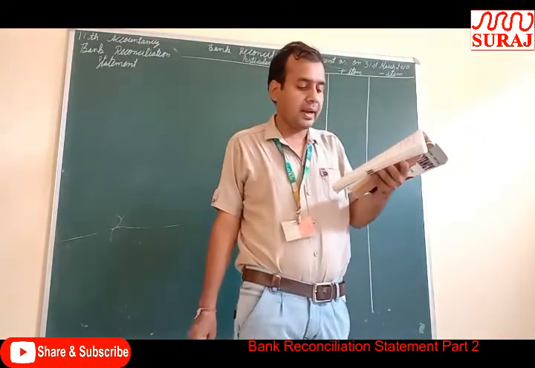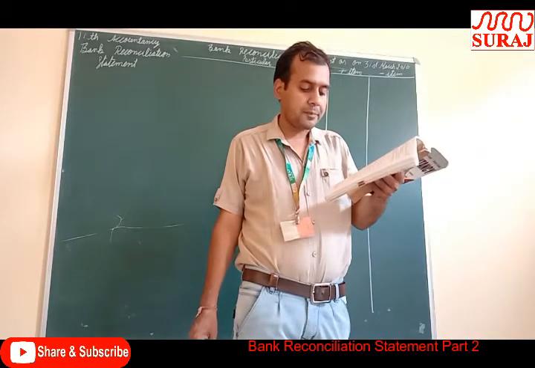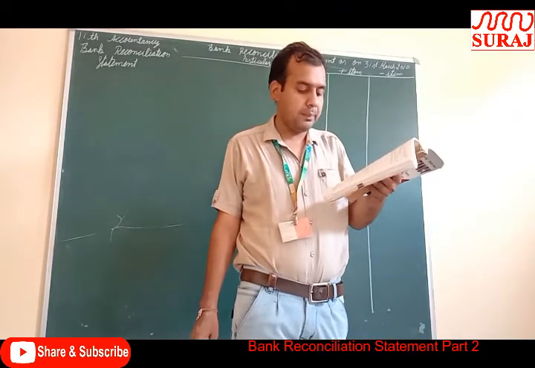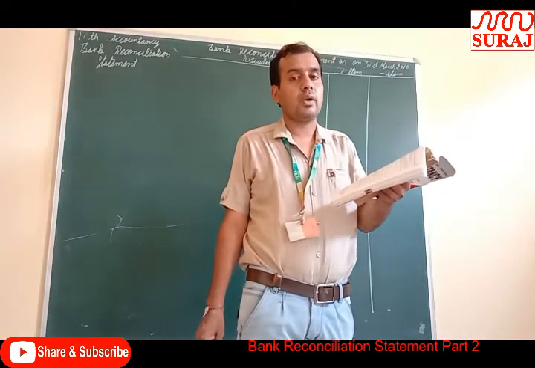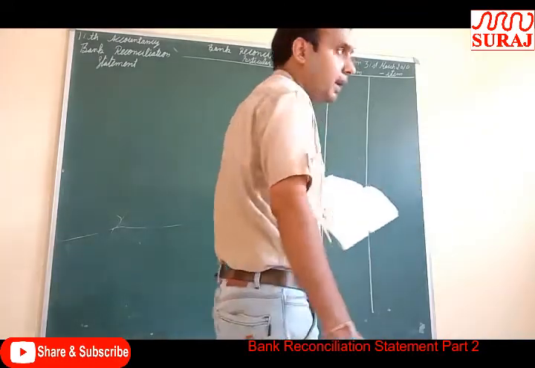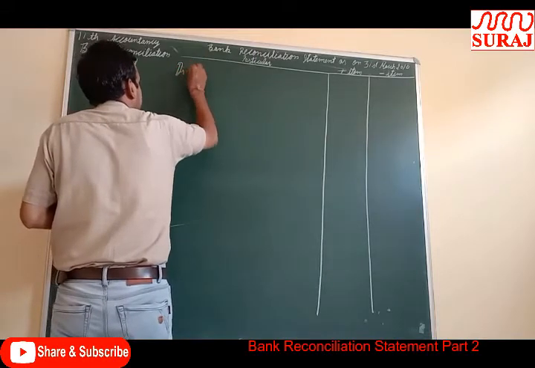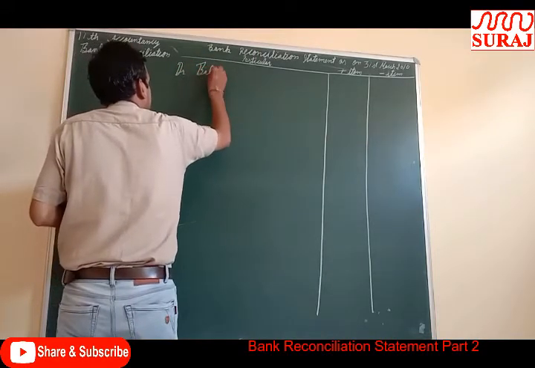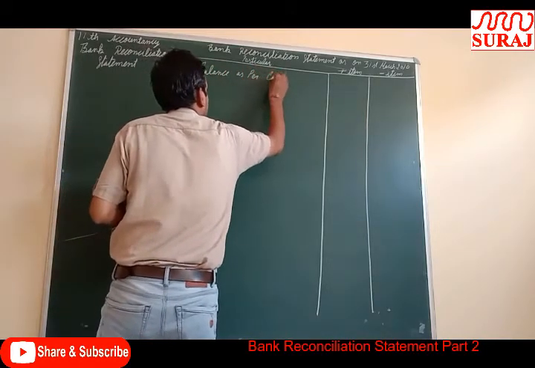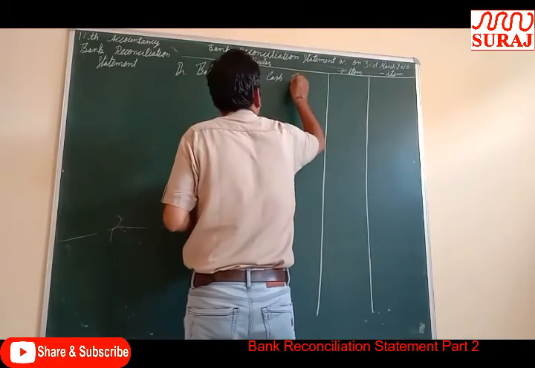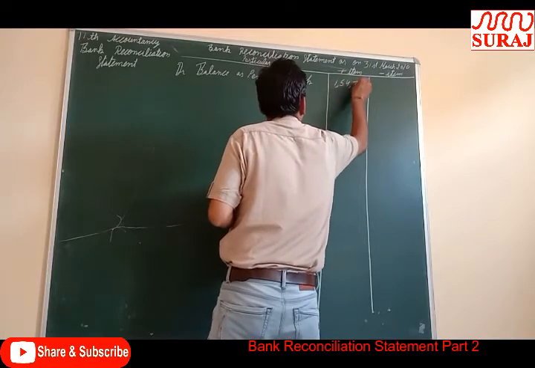Regime Limited maintains a current account with State Bank of India. On 31st March 2010, the bank column of its cash book showed a debit balance of 1,54,300. It means debit balance as per cash book. That's your format: debit balance as per cash book. That's your plus item. It showed debit in your bank account.